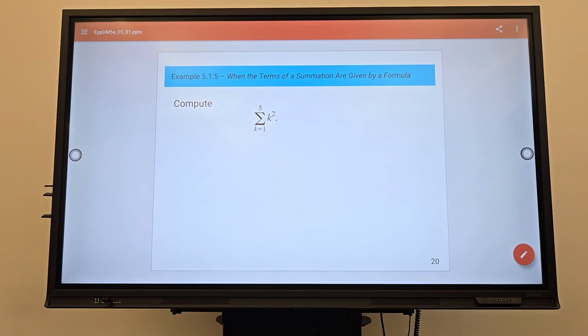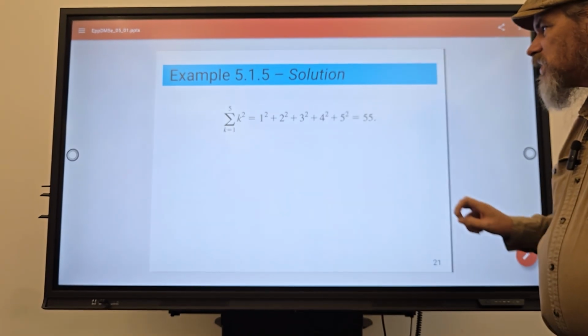Compute the summation of k squared from k equals 1 to 5. It'd be 1 plus 4 plus 9, 14, and then plus 16 is 30, plus 25 would be 55. We can do basic math in our head. Yeah, 55.